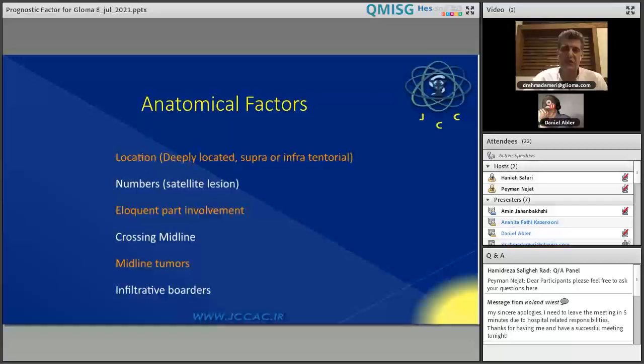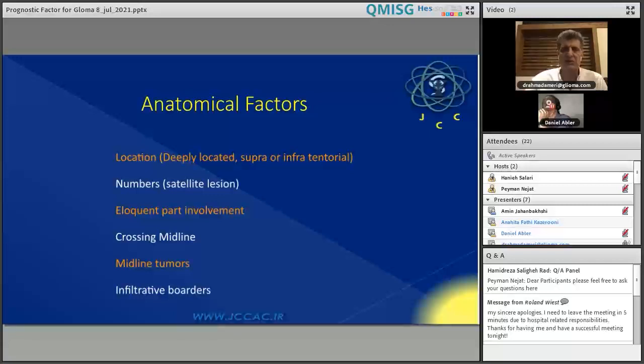Number of lesions is another factor that we extract from the MRI, and satellite lesions show us a worse prognosis. A tumor located in an eloquent area also gives us some information that the outcomes of the patient after treatment would be challenging, and the patient should know what happens after the treatment.